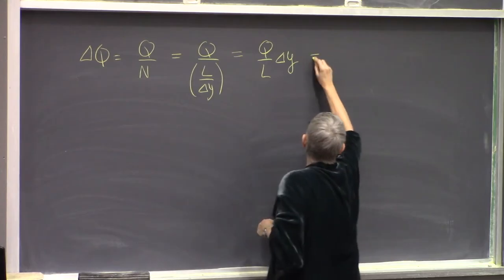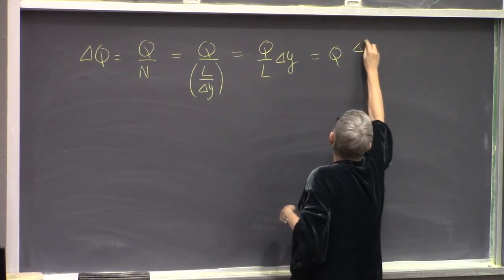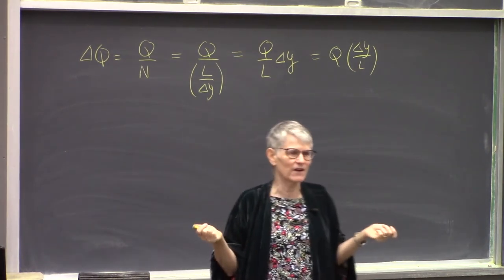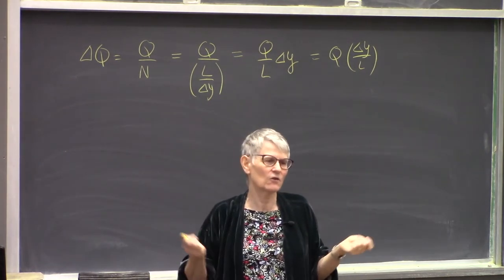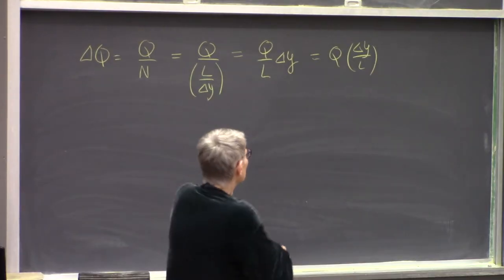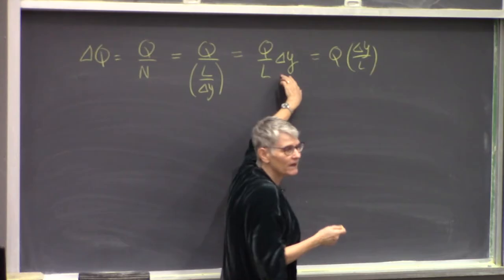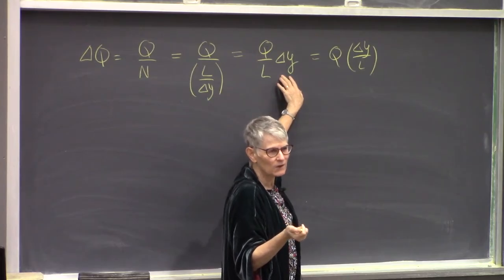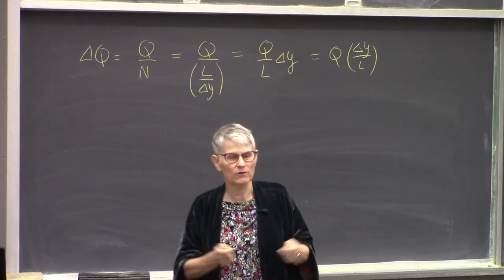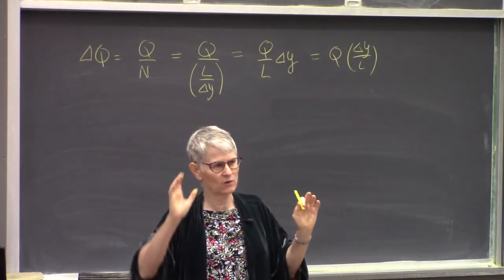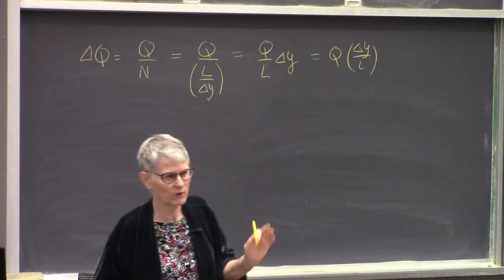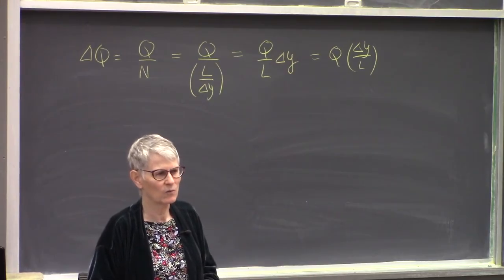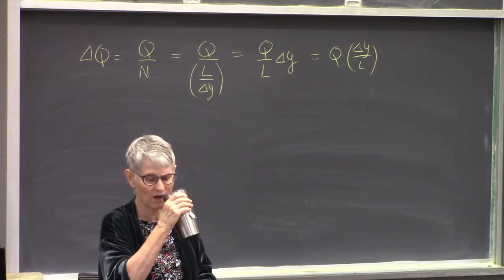You can also think of it as the total charge divided by the fraction of the rod, the fraction of the height of the rod. But it turns out this delta y here is a very important thing, because this is how we're going to be able to transform this sum into an integral. And if we don't have a delta something in there, we can't actually do any math.